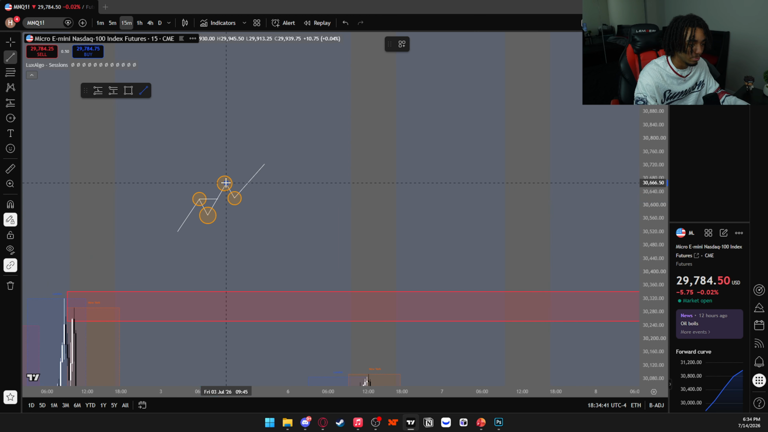And this again, we went on and made another high up here somewhere. It would have made another high. So that would have been another break of structure. Making higher lows, higher than the previous one. Making higher highs. And then we go on a downtrend.